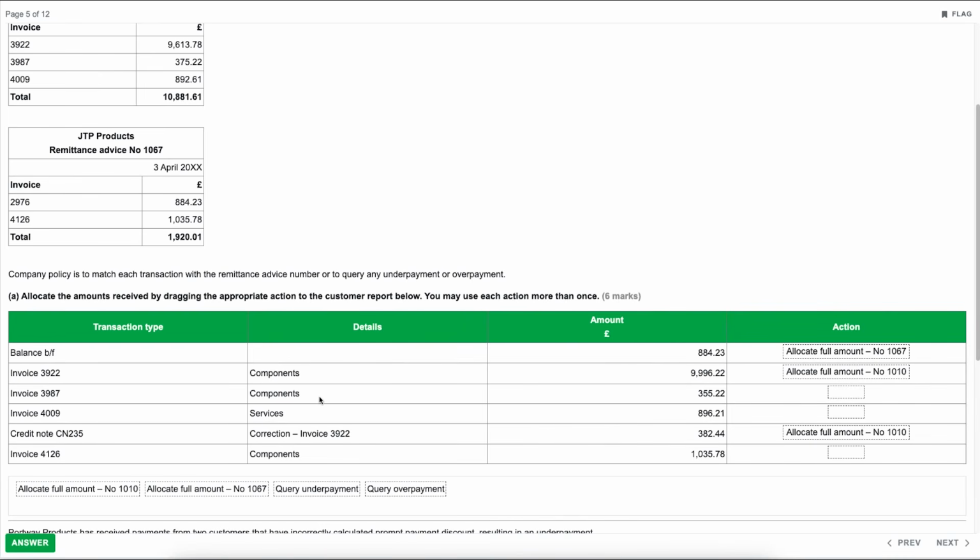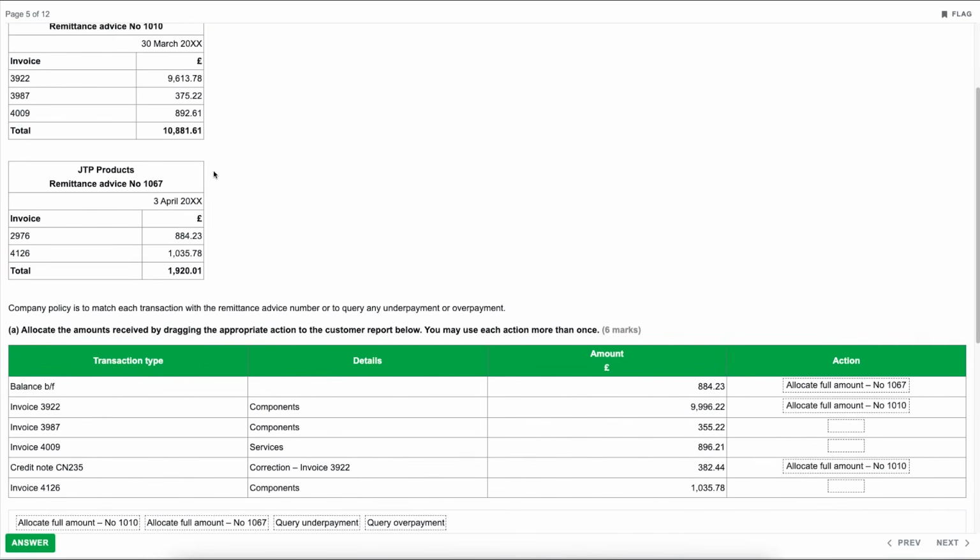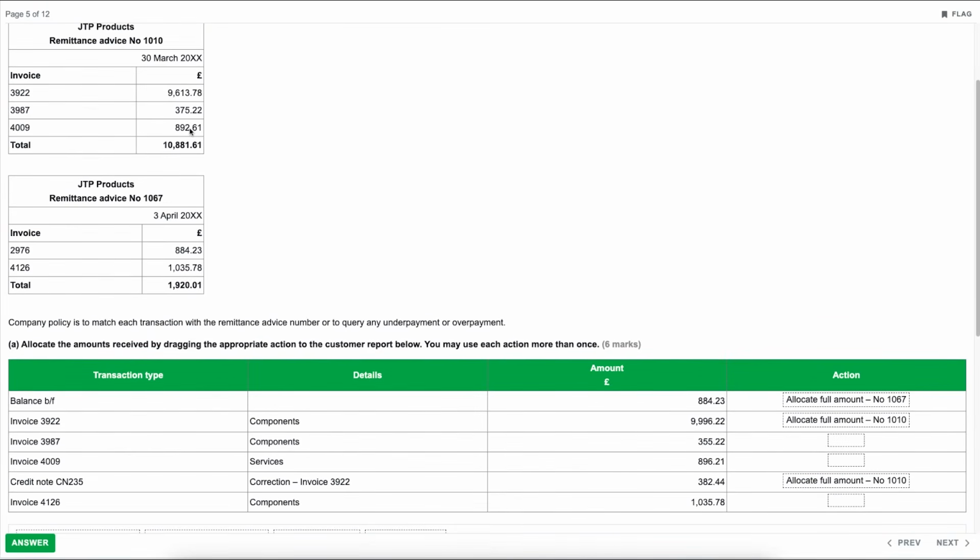Okay, moving now to this third transaction then, invoice number 3987 for £355.22. Now we can see that we've got invoice 3987 within this particular remittance advice, so remittance 1010. However, the amounts again don't match up.